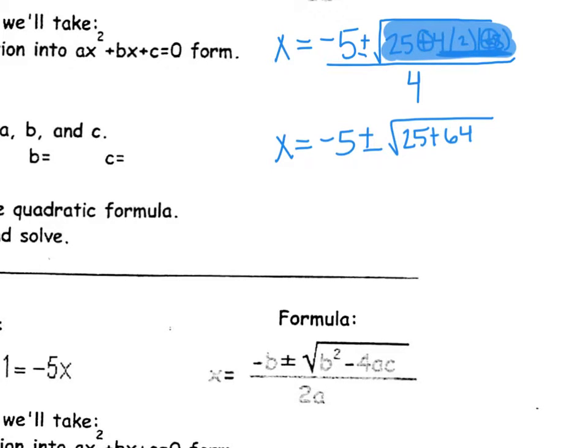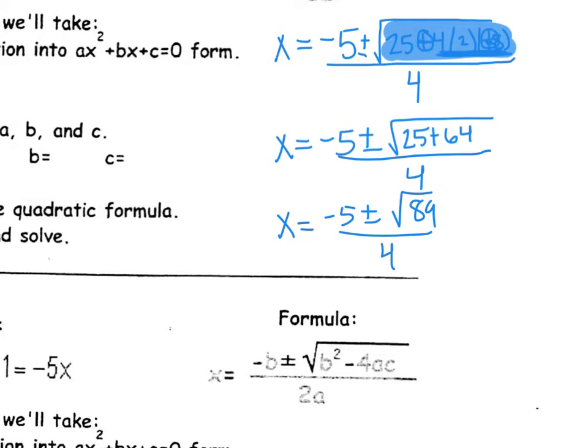We can simplify this even further. Now that's over 4. We can simplify this even further to be negative 5 plus or minus the square root of 25 plus 64, which is 89. So the square root of 89 over 4.